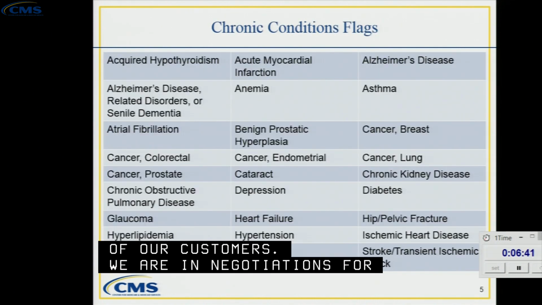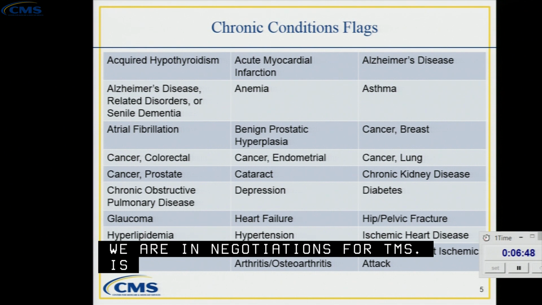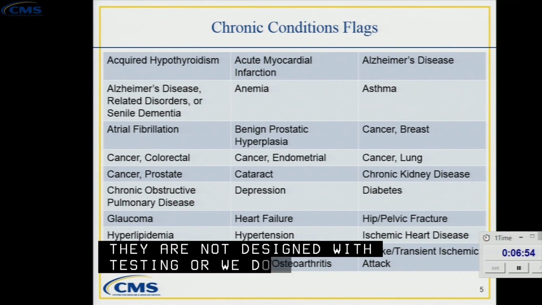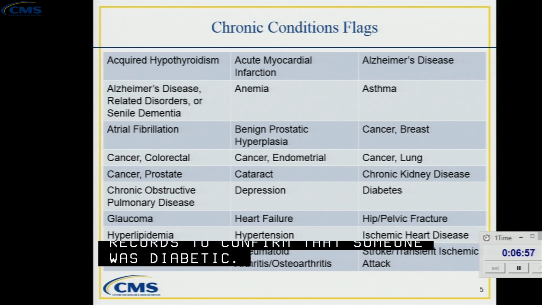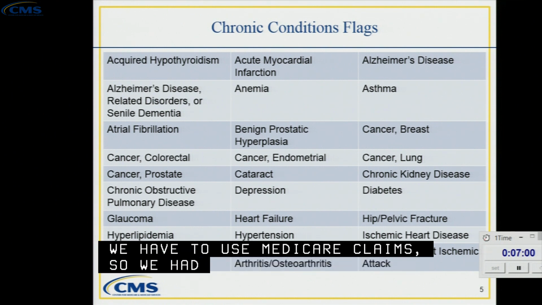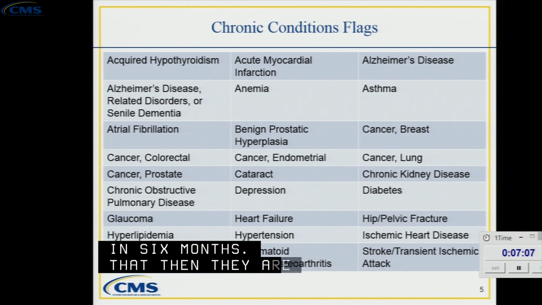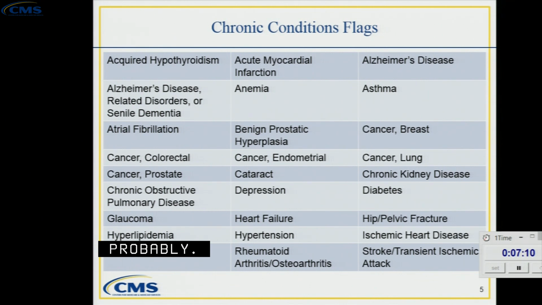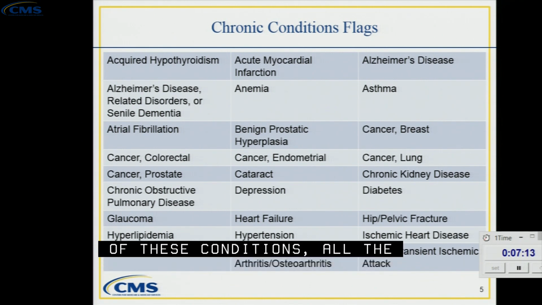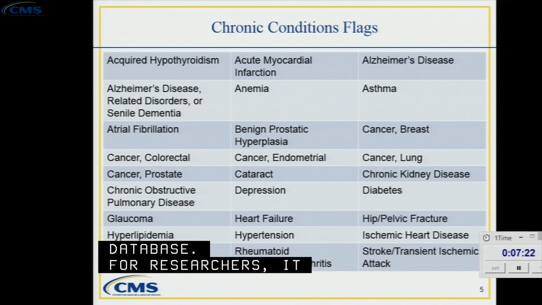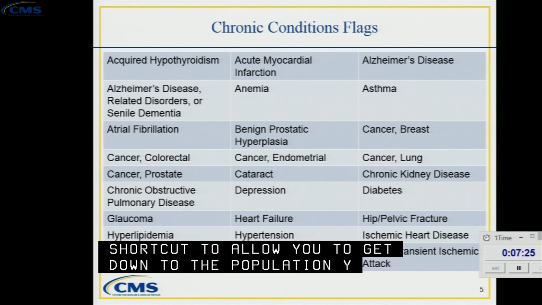These are our predefined chronic conditions that we originally started with. All of them have sort of algorithms. Obviously, they're not designed with testing, or we don't have chart records to confirm that someone was diabetic. We have to use Medicare claims, so we have to build algorithms to define if someone received 2 diabetic services within 6 months, then they're diabetic probably, because if they only had 1, it could have been screening. They might not actually be diabetic. So we have algorithms for each of these conditions. All the algorithms were created by panels of industry experts back in 2006 when we originally created the database. So this is, again, for researchers, a shortcut to allow you to get down to the population you want to analyze a little bit faster without every individual researcher chugging through all of the data.